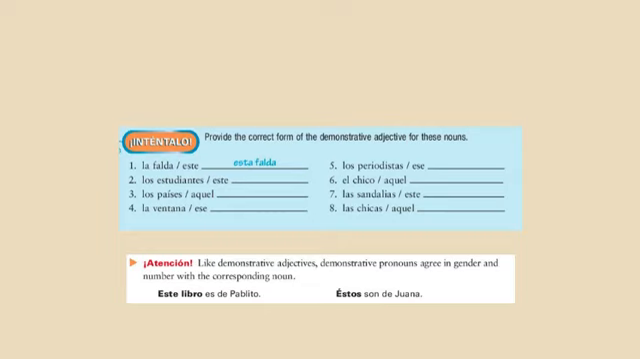Let's look at the inténtalo really quickly. So we have la falda, and we want esta falda, or estos estudiantes, aquellos países, plural masculine, esa ventana, singular feminine, esos periodistas, aquel chico, estas sandalias, aquellas chicas.